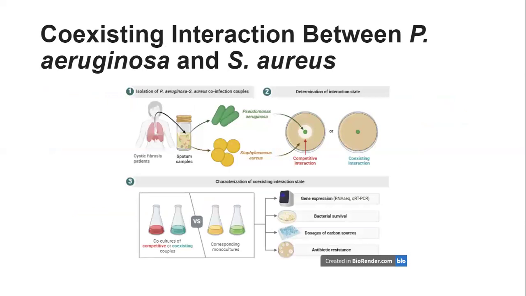So we have the existing interaction between Pseudomonas aeruginosa and Staphylococcus aureus. We see the 2 bacteria can coexist and interact in a single plate, but we are witnessing Pseudomonas aeruginosa being very competitive compared to Staphylococcus aureus. So we have other means of characterizing coexisting interaction using gene expression, bacterial survival, and even a dosage of carbon sources.